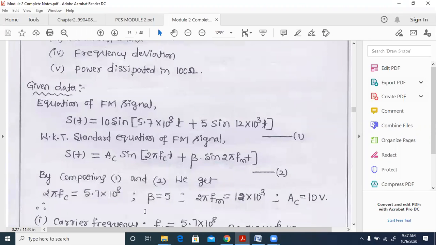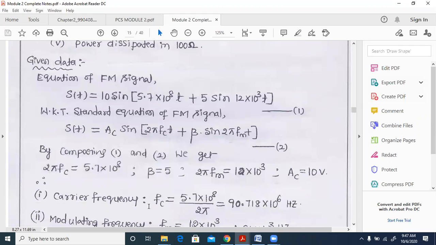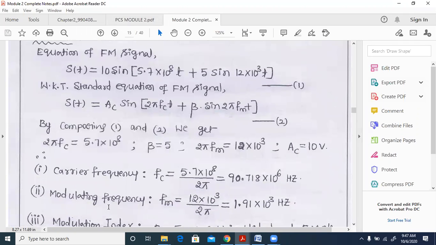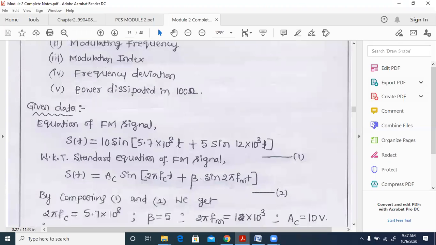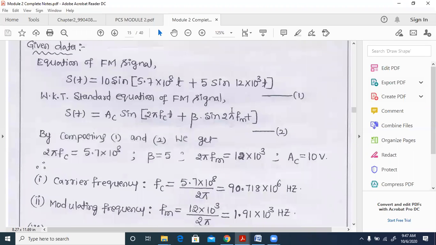So therefore, we'll get here the carrier frequency, which is FC equal to 5.7 into 10 to the power of 8 by 2 pi, and that will be 90.7 megahertz. Modulating frequency is the FM value. FM value is 12 into 10 to the power of 3 by 2 pi, which is 1.91 into 10 to the power of 3, that is 1.91 kilohertz. Modulation index is straight away given there as 5. Then we have the fourth quantity, frequency deviation, and then the fifth quantity, power dissipation in 100 ohms.